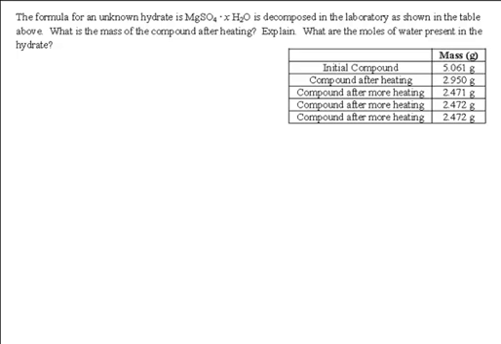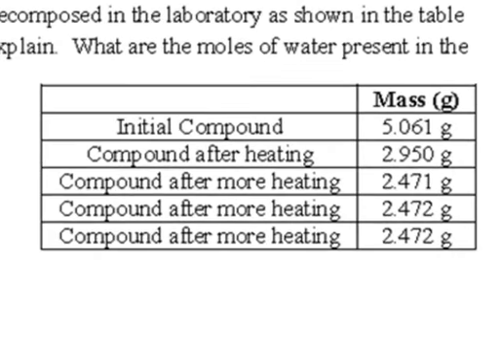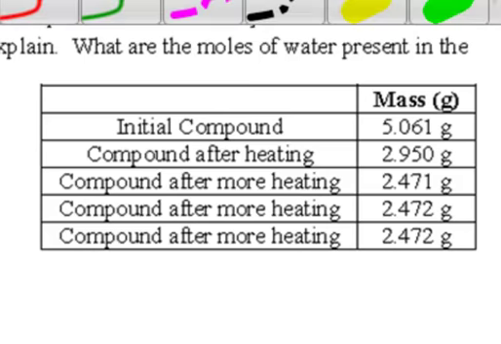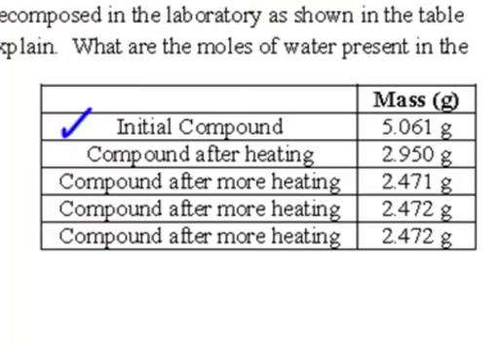What are we going to do in the lab? We're going to heat it. And it says, what is the mass of the compound after heating? Now, there's a couple things. We have a big table of information here, and they ask for the moles of the water present in the hydrate. They're basically asking for the formula. Now, there's a few different things that we want to take a look at in this table of information. The big thing is we want to know the initial compound and the compound after we totally heat it. Everything else in between is just useless information.